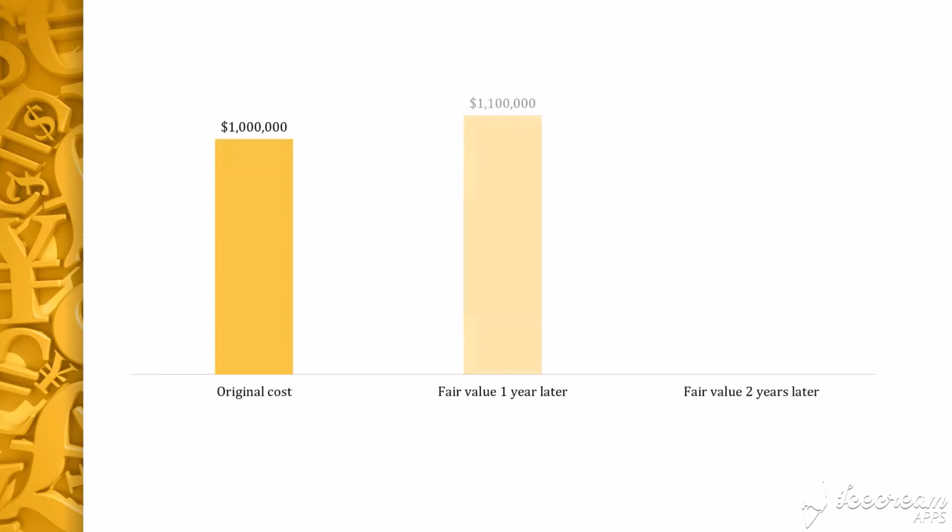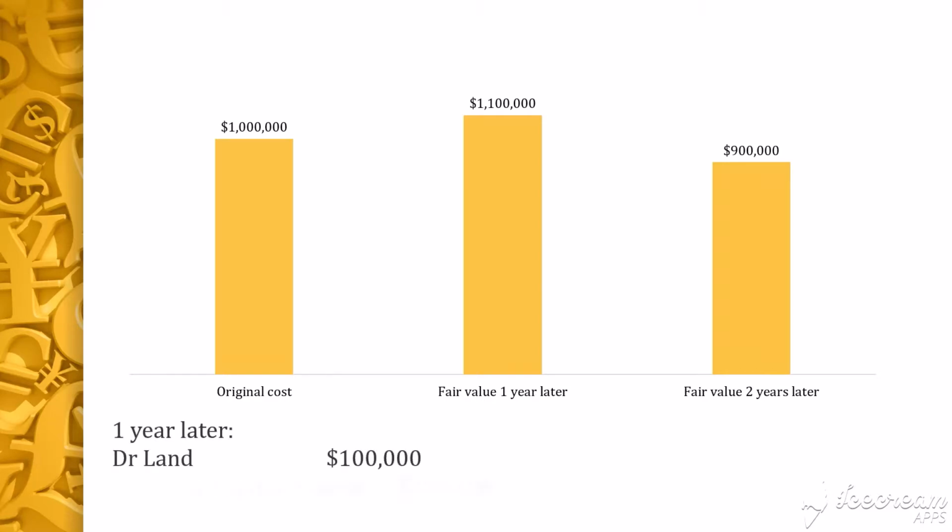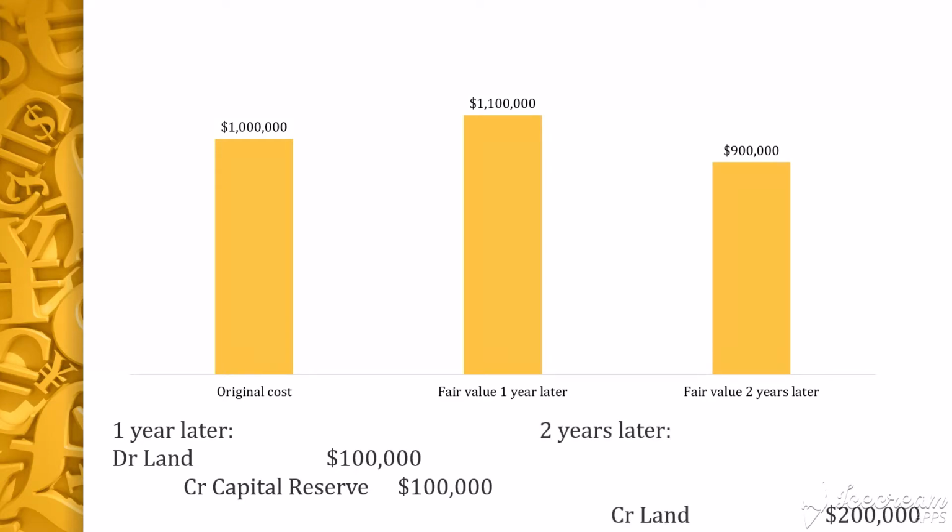I will provide two examples to illustrate what I mean. Let's say I bought a piece of land for $1 million. 1 year later, the fair value is $1.1 million. 2 years later, the fair value is $900,000. The journal entry 1 year later is debit land and credit capital reserve by $100,000. 2 years later, the fair value decreased by $200,000 to $900,000, so I will credit land by $200,000.